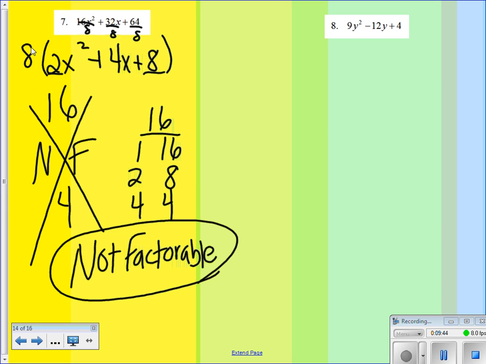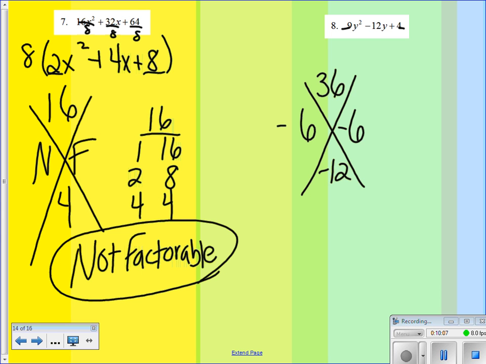So for number 8, what you're going to do is set up my x. When I set up my x, I need to take my outside terms. 9 times 4 is 36, and they're going to add to a negative 12. What multiplies to 36 and adds to negative 12? Well, because I have a positive product and a negative sum, both my signs are negative. So I'm going to have negative 6 and negative 6.